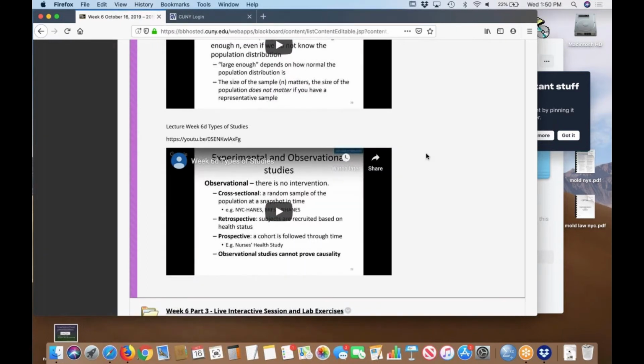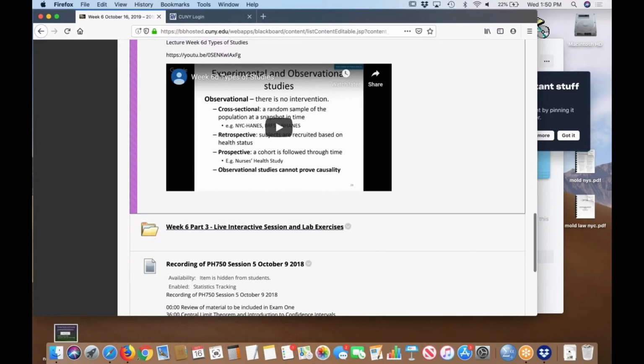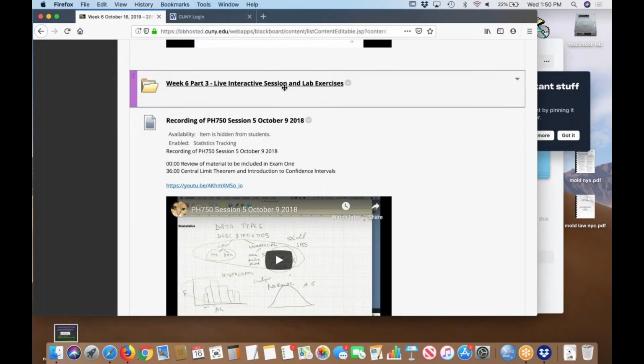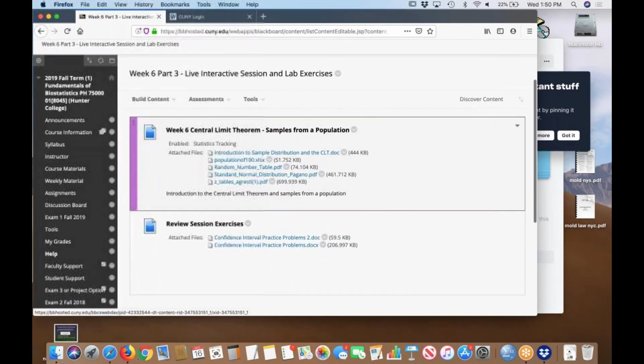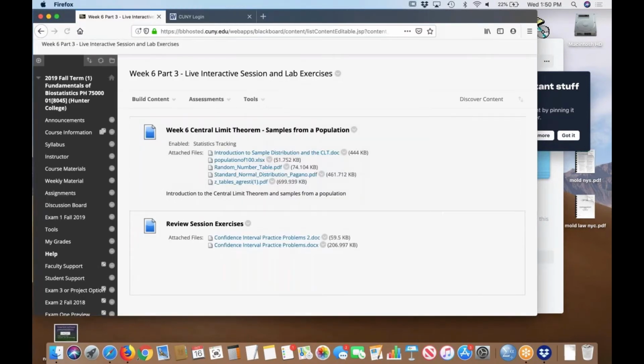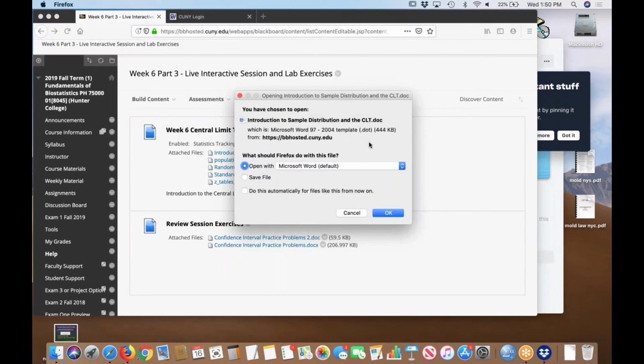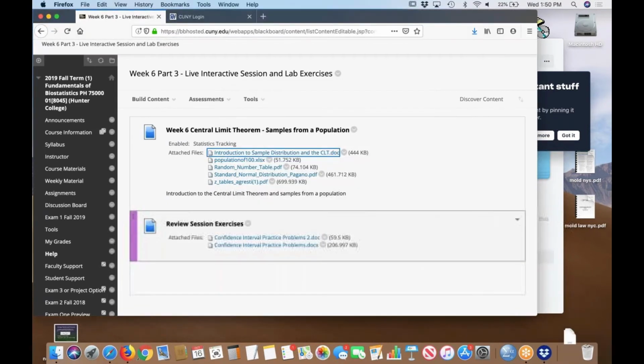So for now, I'm going to dive in live separately to use an exercise to try and demonstrate what happens when you take a sample from a population. Okay, so I'm going to go down here, these documents I have in the lab exercises portion of this. One of the documents is called Introduction to Sample Distribution, and the CLT. Anybody know what CLT stands for? No? Oh my goodness. Okay, we're starting from scratch here.